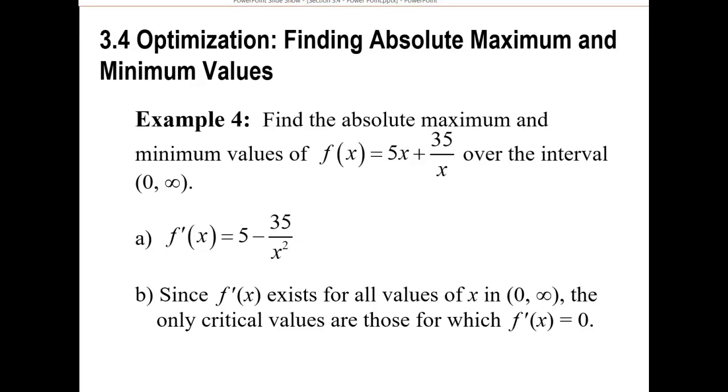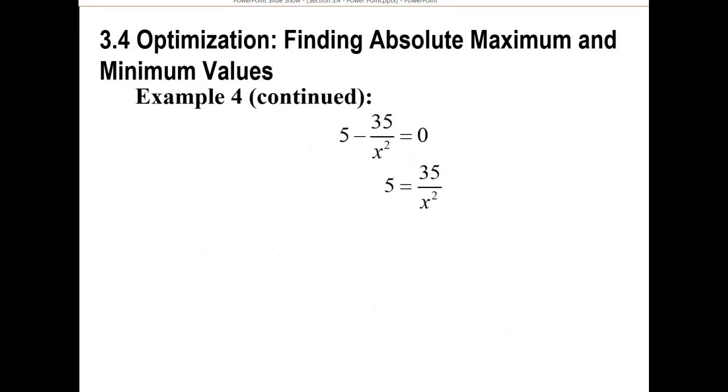Since f prime exists for all values in the interval 0 to infinity, this is the interval we're concerned about. This does not exist when x is 0, but notice 0 is not included. The only critical values we'll find on that interval will be the ones we get by setting it equal to 0.